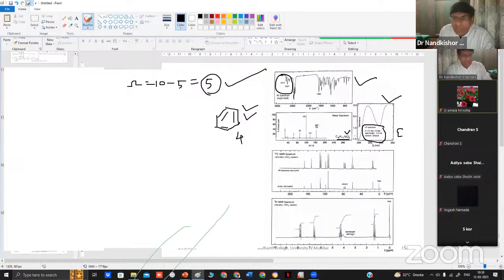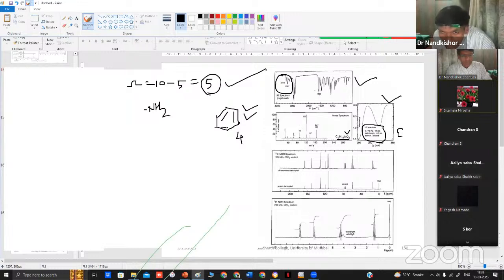So in the molecular formula, there is a nitrogen present. That indicates the presence of maybe a nitrogen-hydrogen stretch, which may be part of an amino group. So an amino group may be present. That information you will get from your IR spectrum.